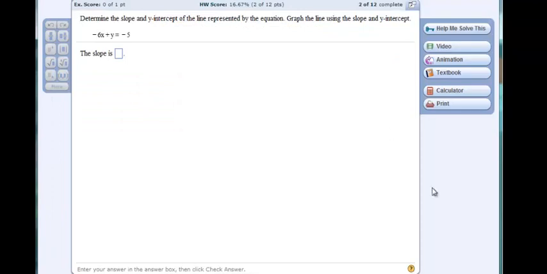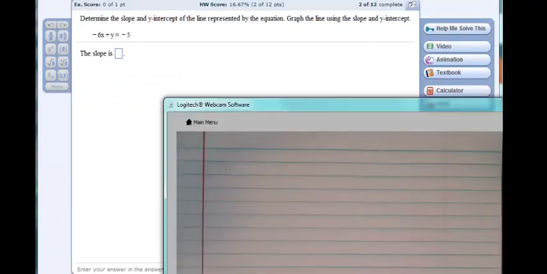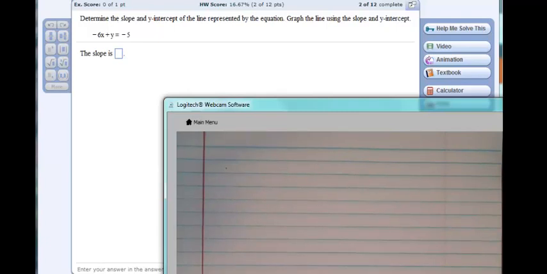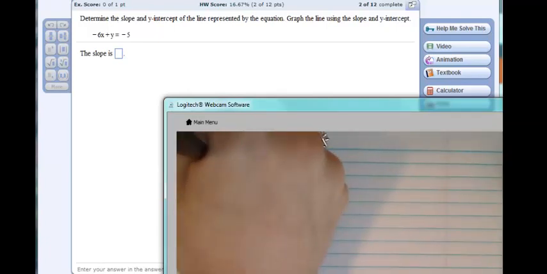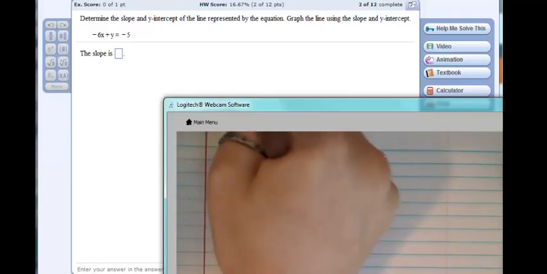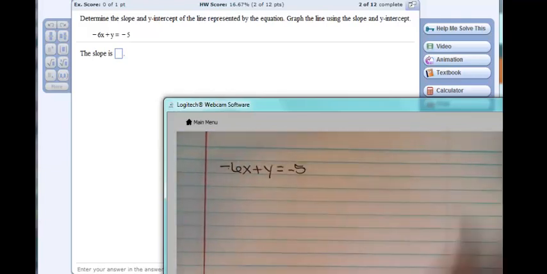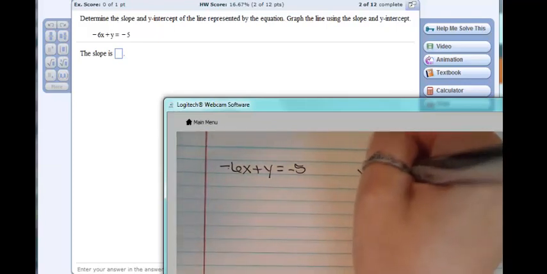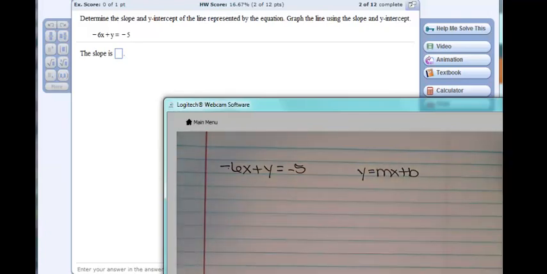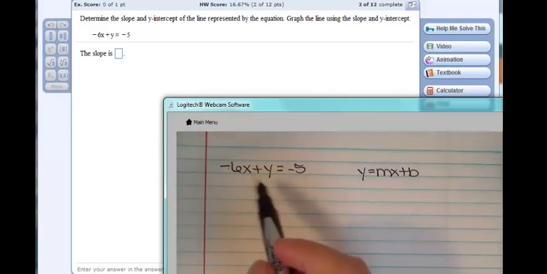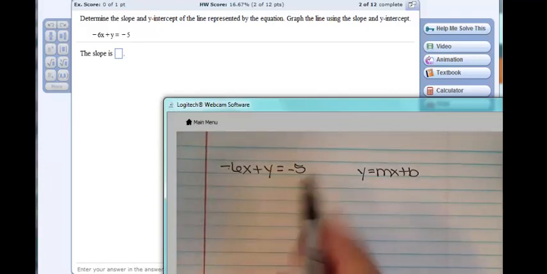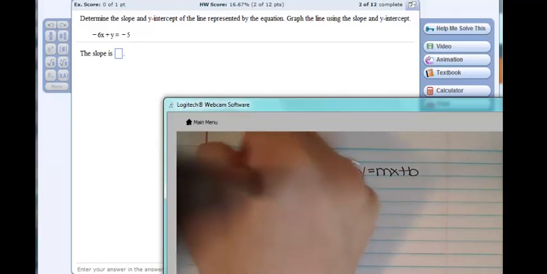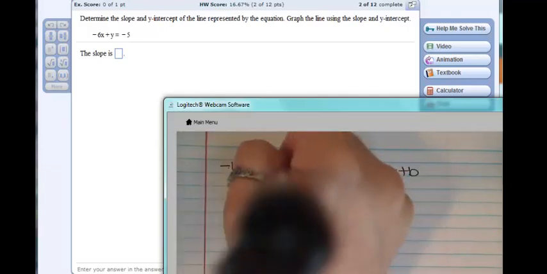So let me pull up, sorry, I got my pages in the wrong order, to pull up the problem and then my paper. So we have negative 6x plus y equals negative 5. That's our problem, and we need to get that into slope-intercept form. So we just need to get y by itself. So luckily this one's easy in that we just have to add our 6x over. So we get y equals 6x minus 5.